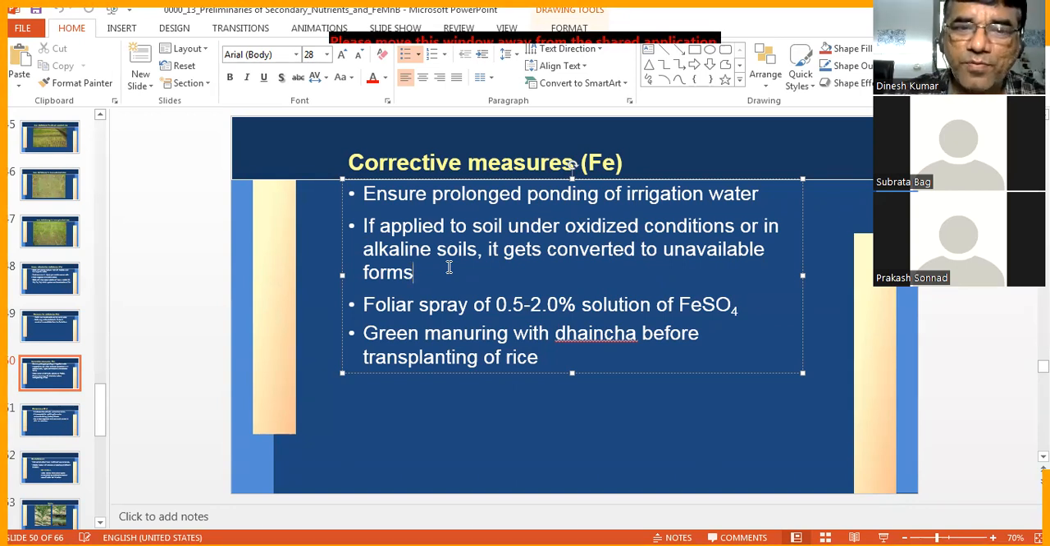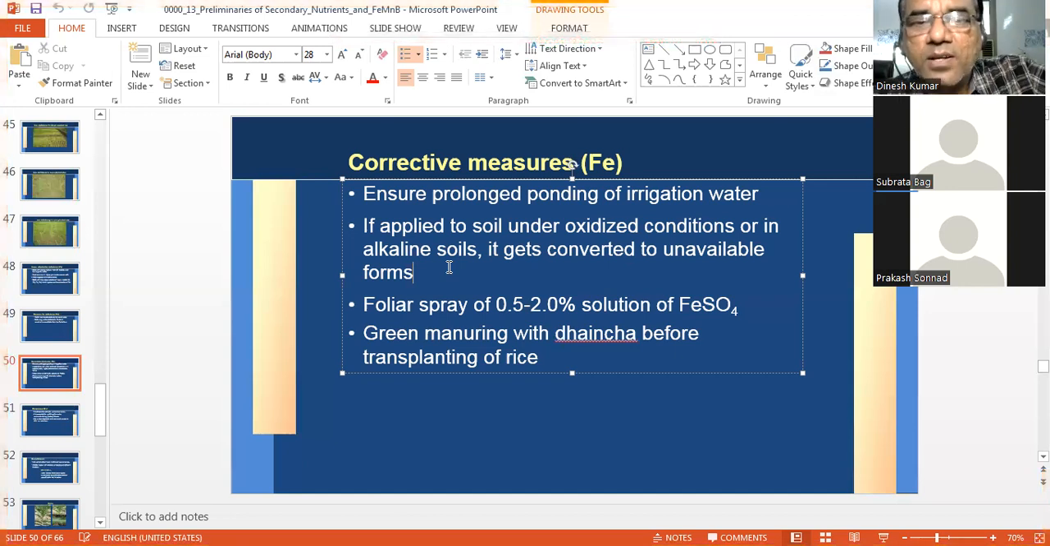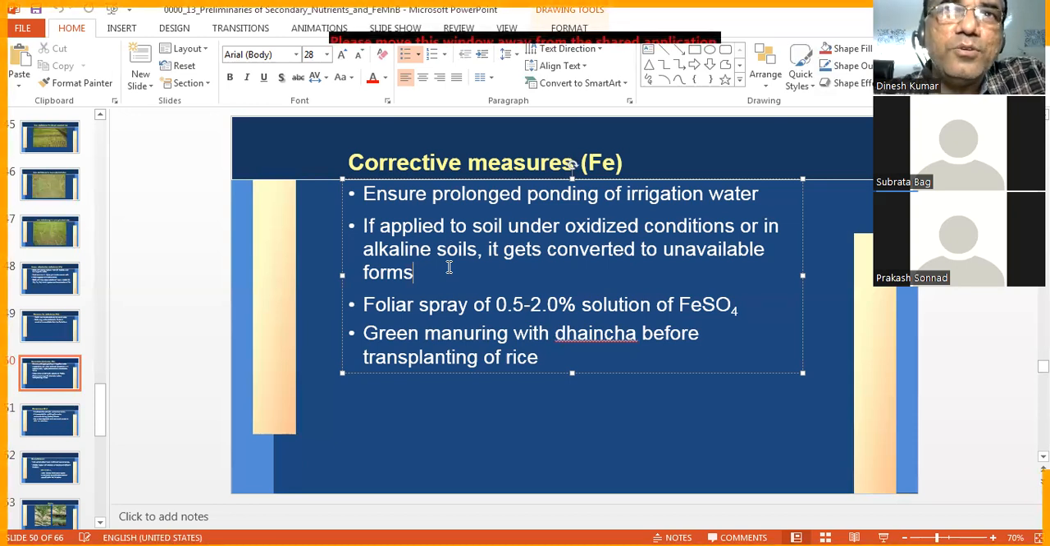So better to go for foliar spray of 0.5 to 2% solution of ferrous sulfate, depending upon the stage of the crop. This is for rice, but normally it is 0.5% iron sulfate. In rice at an advanced stage, say 50-55 days after transplanting, you can go for 2% iron sulfate solution, but normally it is 0.5% during early growth stages. Green manuring with dhaincha can be done.